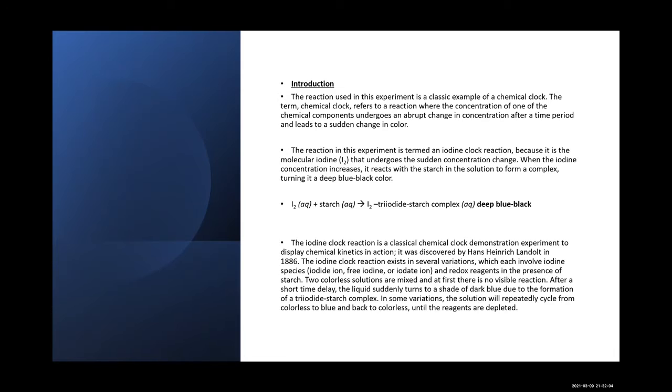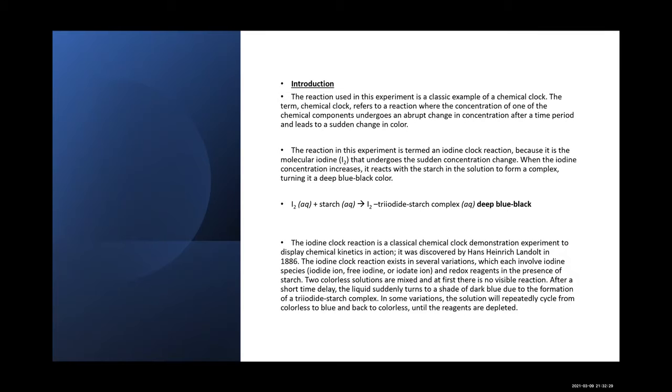The iodine clock reaction is a classical chemical clock demonstration experiment to display chemical kinetics in action. It was discovered by Hans Heinrich Landolt in 1886. The iodine clock reaction exists in several variations, which each involve iodine species, either iodide ion, free iodine, or iodate ion, and redox reagents in the presence of starch.